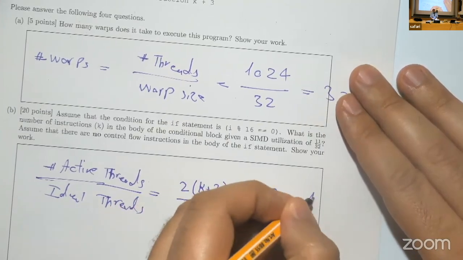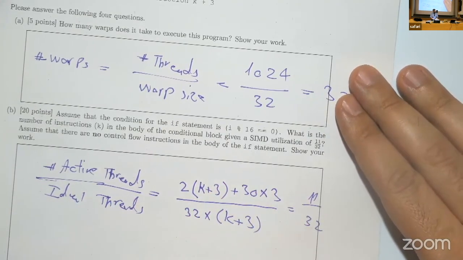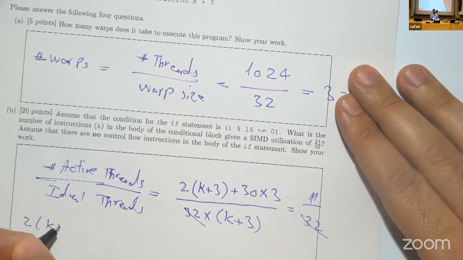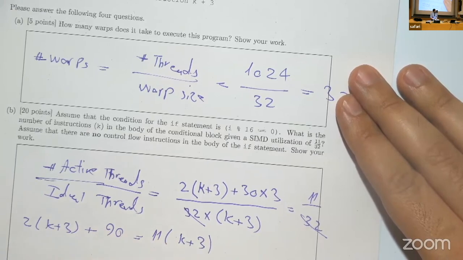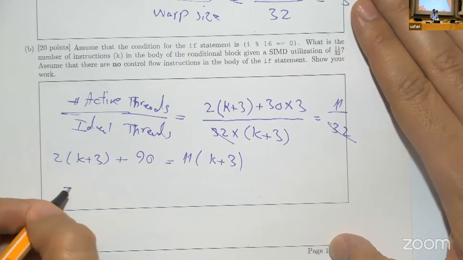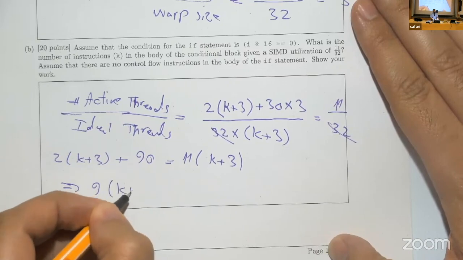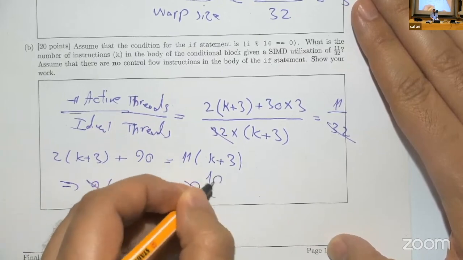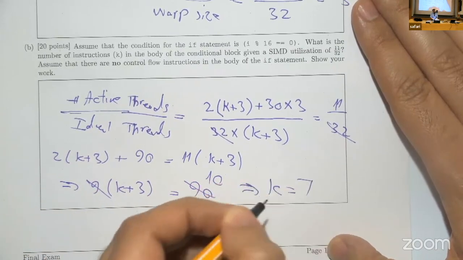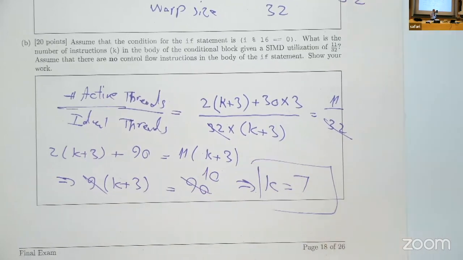So this equals 11/32. You can easily cancel out these terms, and then we have 2(K+3) + 90 equals 11(K+3). Then we would have 9K equals 63, which means that K is 7. Is it clear?